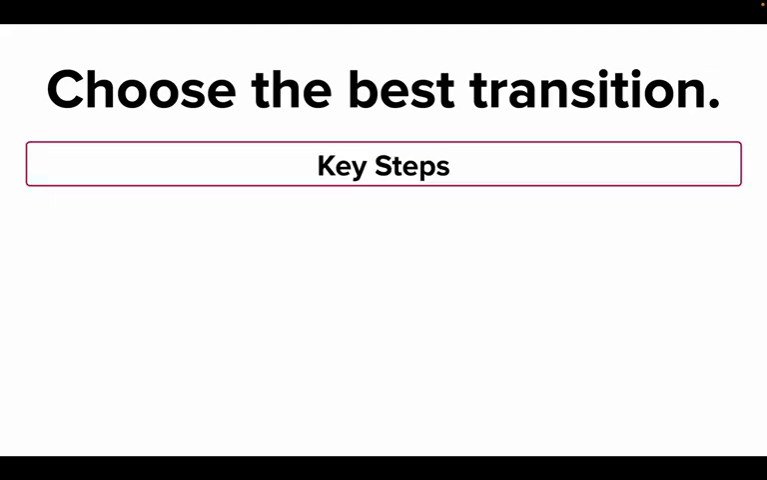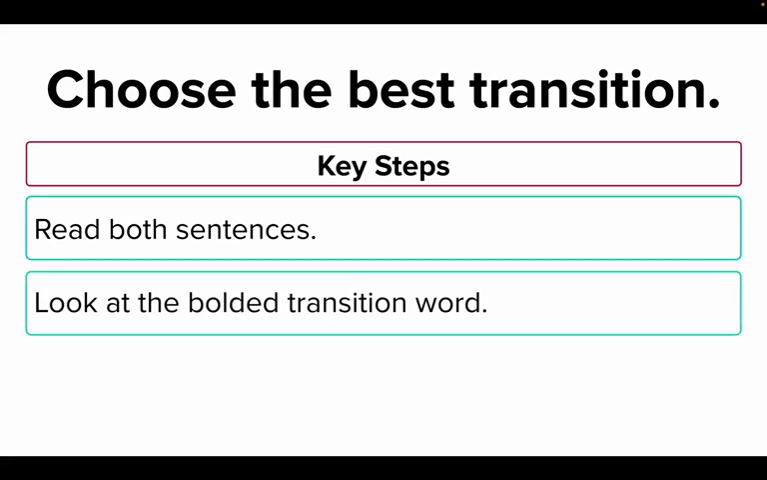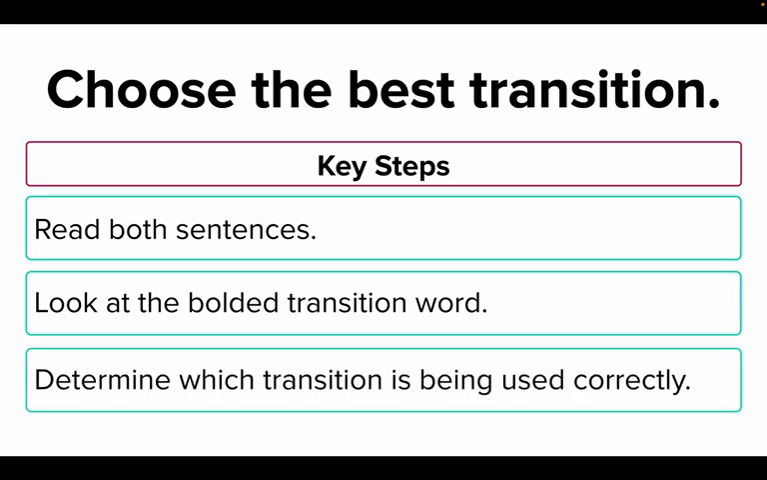When choosing the best transition, follow these key steps. First, read both sentences. Then, look at the bolded transition word. A bolded word appears darker than the words around it. Finally, determine which transition is being used correctly. A correct transition should not be out of place and should help connect ideas. Let's look at an example.